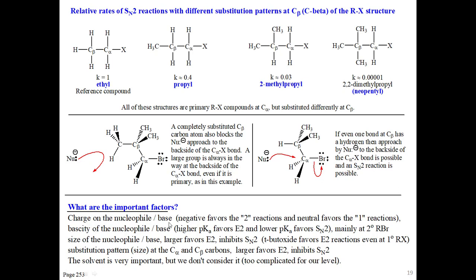Charge on the nucleophile is number one. If it's negative, it favors the two reactions, SN2 and E2. If it's neutral, it favors the one reactions, SN1 and E1. We're also concerned about the basicity of the nucleophile.